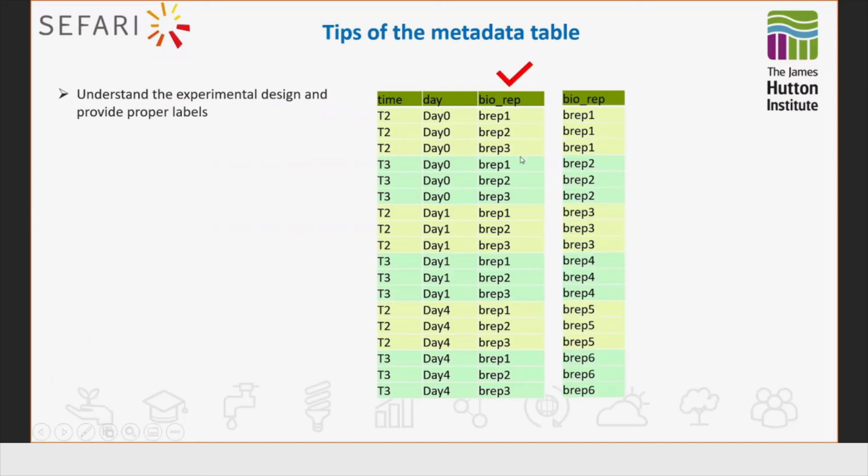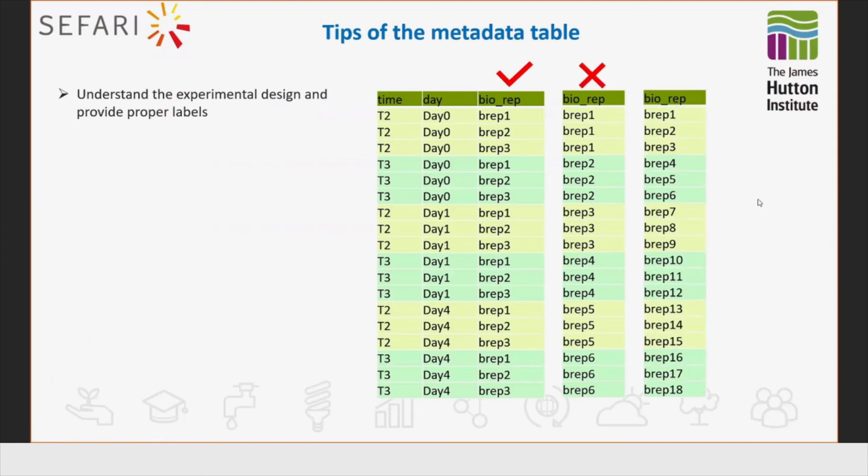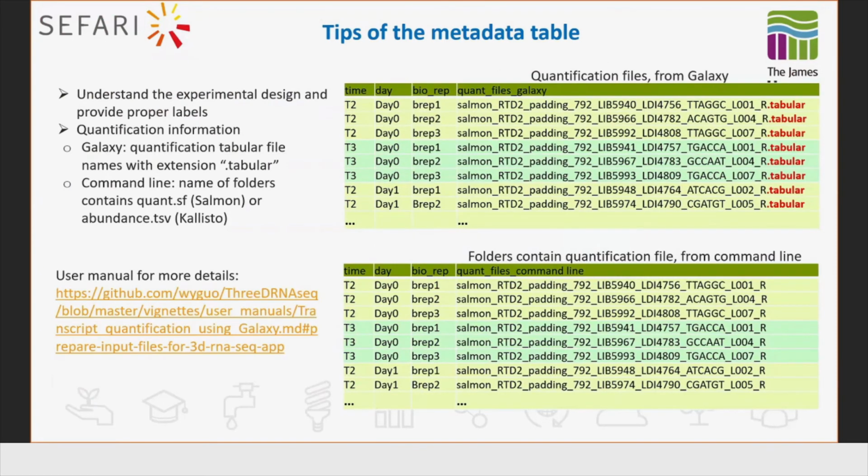This is the correct labeling. But if you label as rep1, rep1, rep1, rep2, rep2, rep2, this is a wrong label. And if you label as 1, 2, 3, 4, 5, it's also a wrong label. So you need to have a proper understanding of your experimental design and then provide the proper labels for the metadata table.